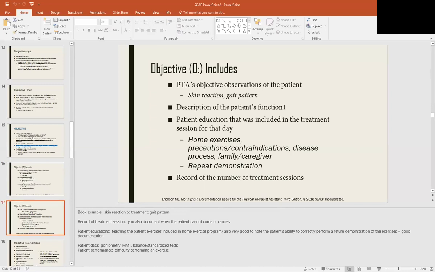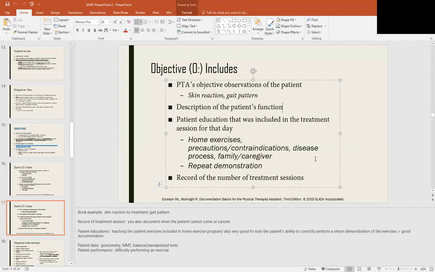A description of the patient's function can include how are they transferring in and out of bed, what does that look like? How much assistance do they need? If you provided any patient education, which we're probably most familiar with in the form of home exercises and a home exercise program, and then including what you gave them in that note, probably on another piece of paper. But patient education can also include any precautions or contraindications.